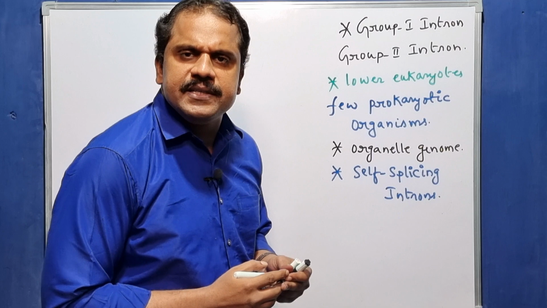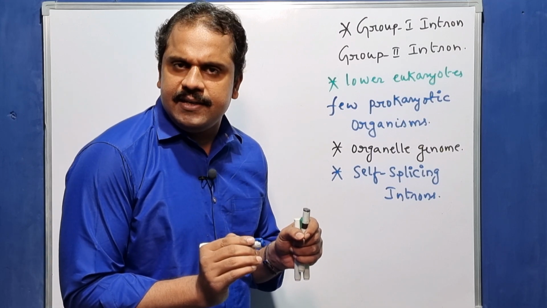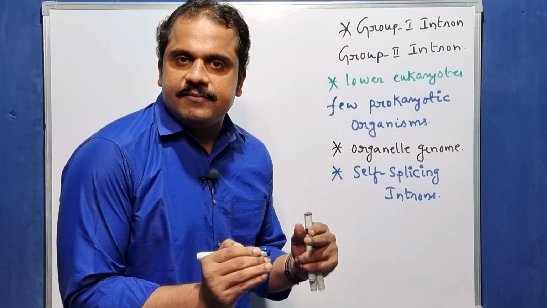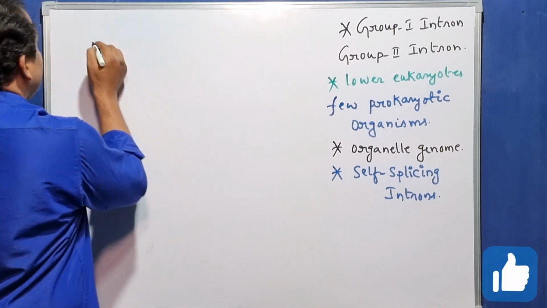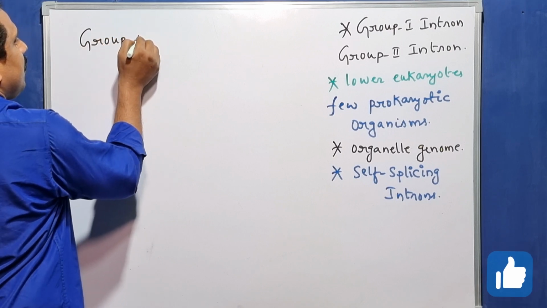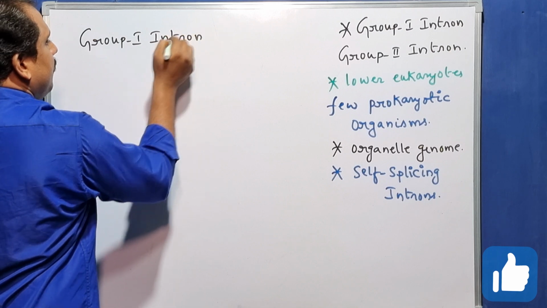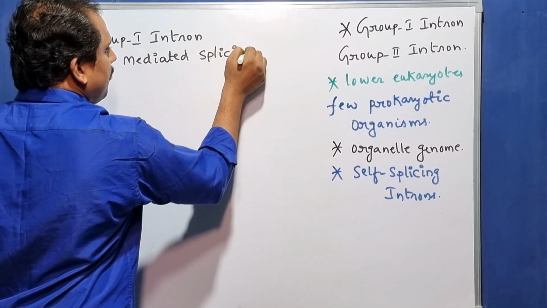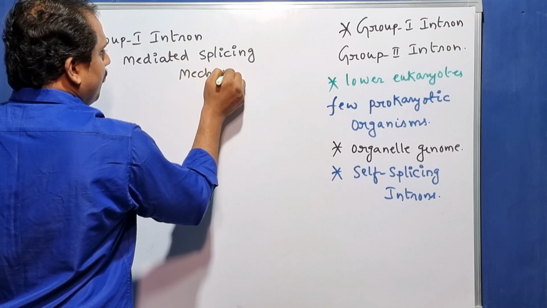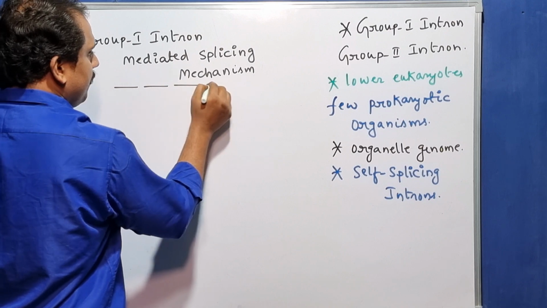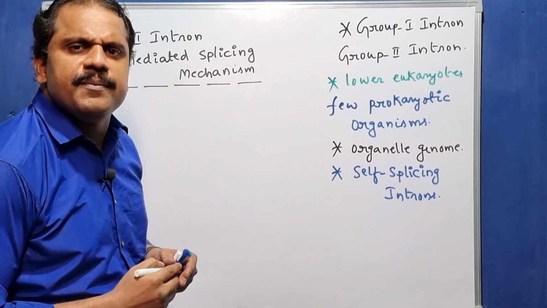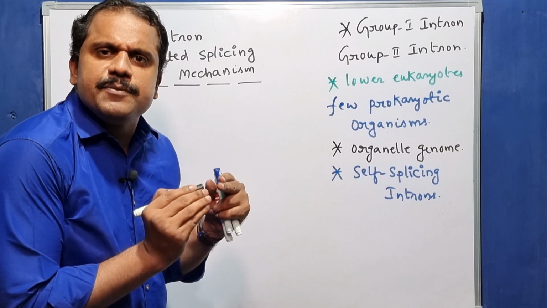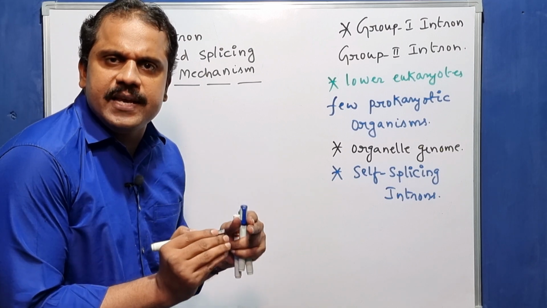So at first we will be studying group 1 intron mediated splicing mechanism, followed by group 2 intron mediated splicing mechanism. So let me write it here. Group 1 intron mediated splicing mechanism. The group 1 intron mediated splicing mechanism takes advantage of two transesterification reactions. By taking advantage of two transesterification reactions, the group 1 introns are capable of organizing the splicing mechanism. Is it clear?